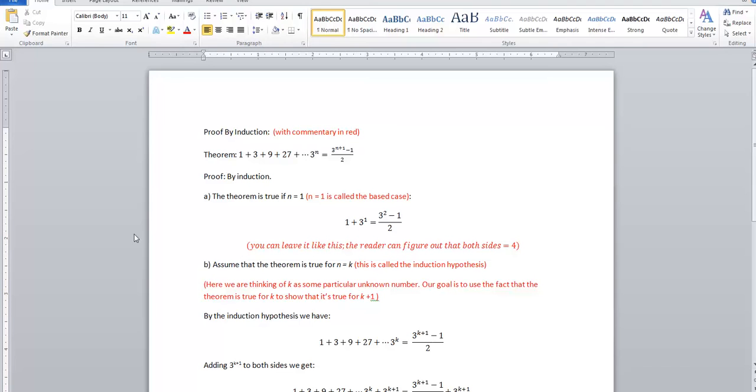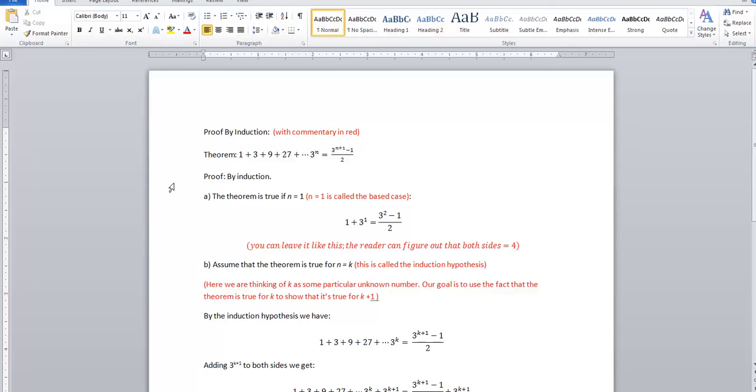This is the example I sent you. So the theorem is that if you add 1 plus 3 plus 9, up to 3 to the n, you get 3 to the n plus 1 minus 1, over 2. At this point, you should pause the video and check it for the case n equals 4 or 5. Just put in n equals 4 or 5 on both sides and see that they really are equal. Just pause the video. I'll wait.